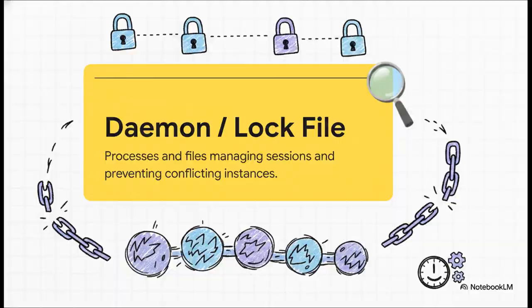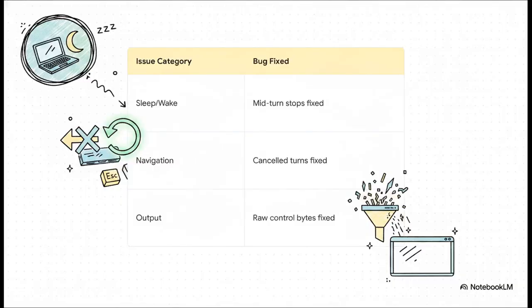Previously, these background systems were prone to some pretty rogue behaviors, which led to super frustrating session failures. Let me ask you, have you ever closed your laptop mid-task, gone to a meeting, and returned only to find a completely frozen session? Ugh, the worst. Well, this update fixes exactly that. Those silent mid-turn stops caused by laptop sleep and wake cycles, entirely resolved. Furthermore, if you hit the escape key to cancel a turn and the session later respawned, it used to incorrectly rerun that canceled turn.